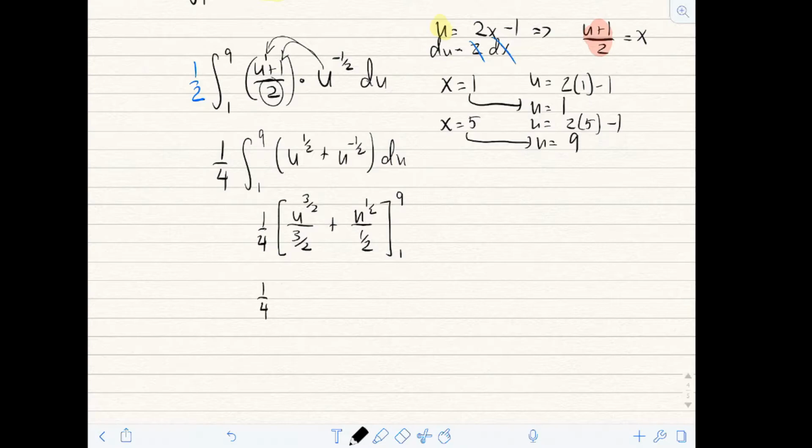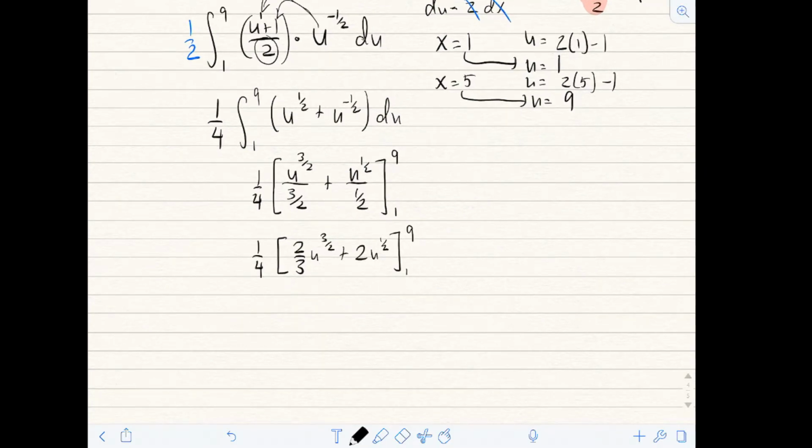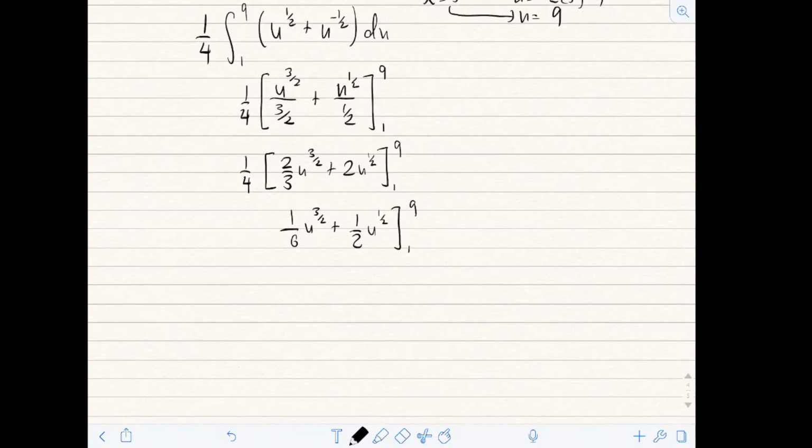Okay, so 1/4 bracket 2/3 u to the 3/2 plus 2 u to the 1/2, still going from 1 to 9. Multiply in the 1/4, so I end up getting 2 over 12, which is actually just going to be 1/6 u to the 3/2 plus 1/2 u to the 1/2, still going from 1 to 9, and then evaluate this from here.